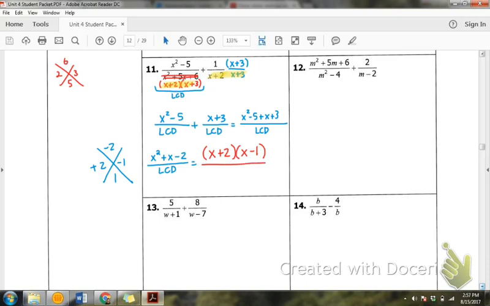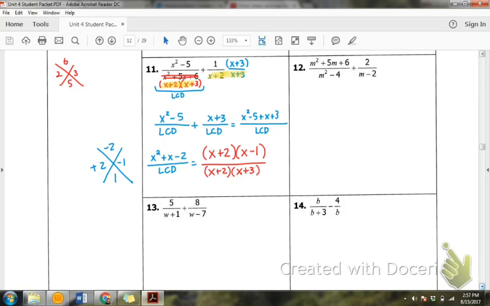Now are we ready for our LCD to go back in there? Okay. So I have x plus 2 times x plus 3. What are you going to do, John? I messed up a step back. Okay. Look at what I have up there. If you were here, what would you do now?